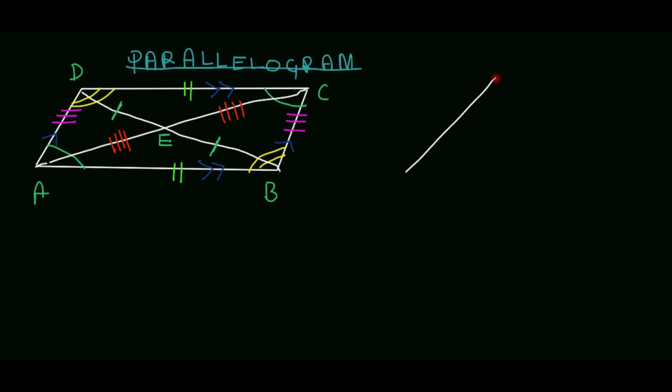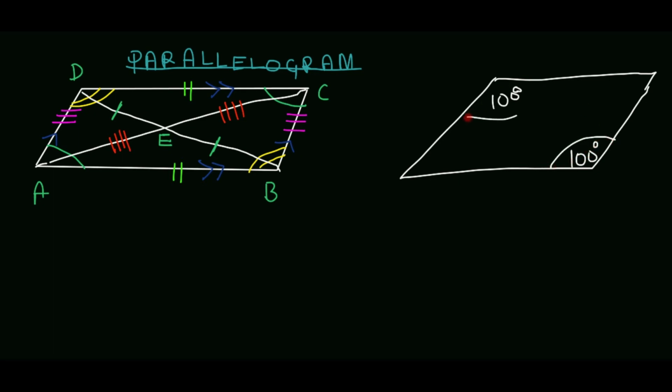Let's say we have this parallelogram whereby this angle is 100 degrees, and because this is 100 degrees, obviously this one must be 100 degrees because opposite angles are equal. And then, what if the question is to find these angles? Finding these angles is very easy because for quadrilaterals, the sum of the interior angles adds up to 360 degrees.